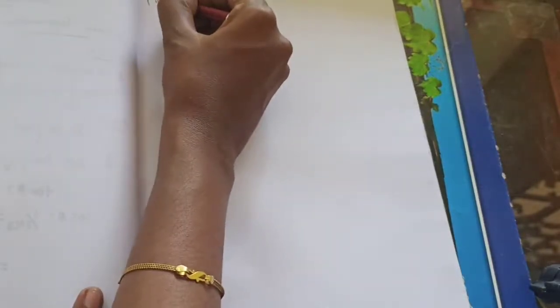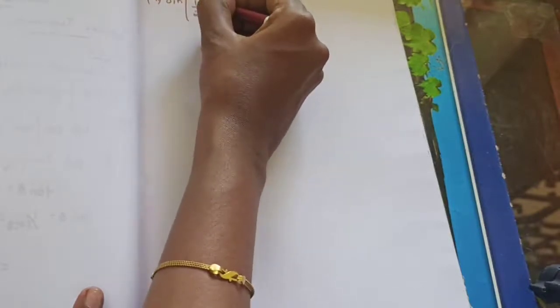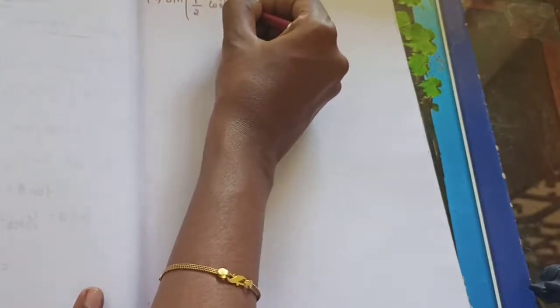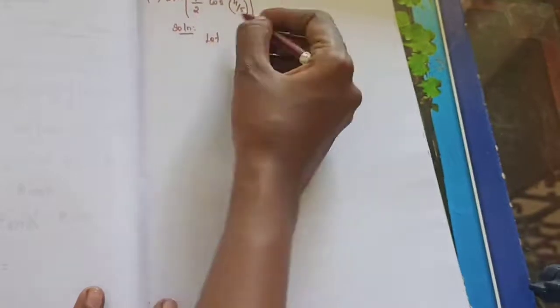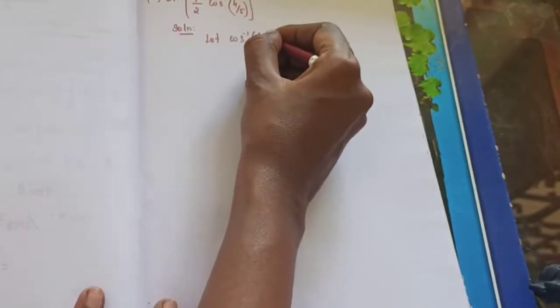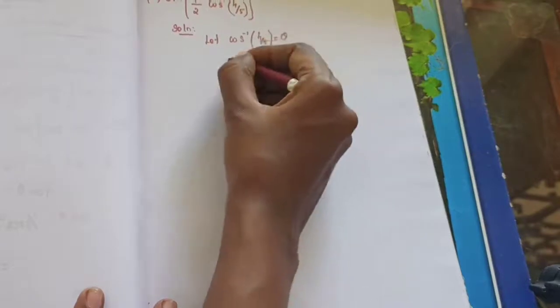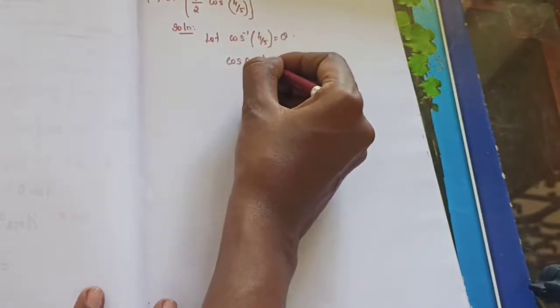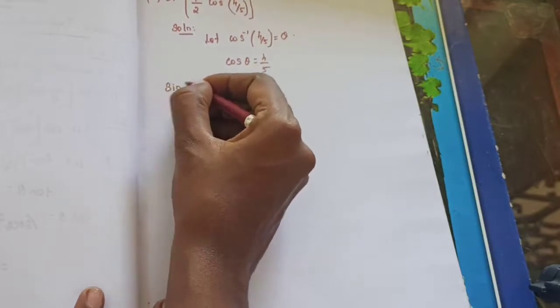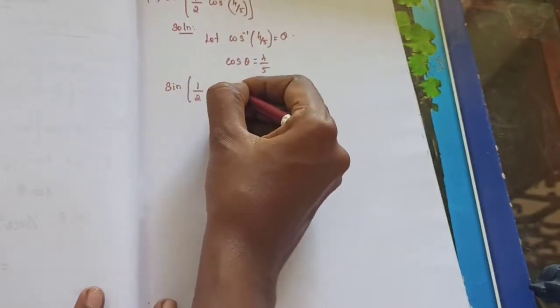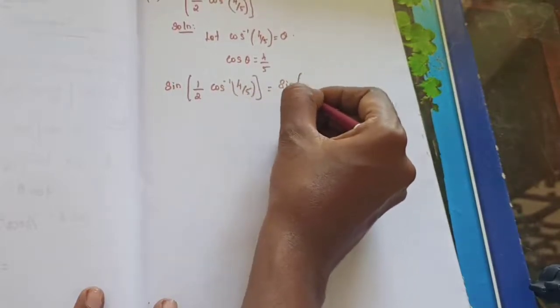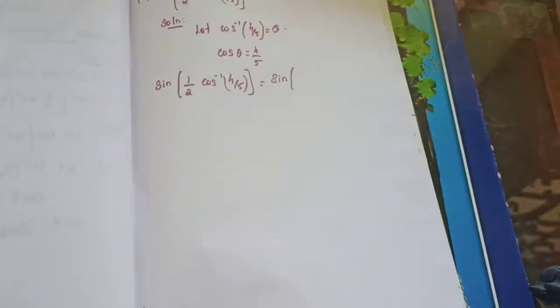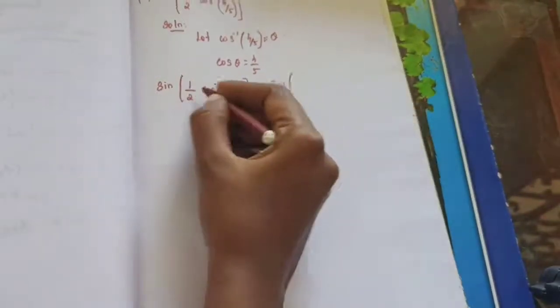Second subdivision: sine of 1 by 2 cos inverse of 4 by 5. So, solution, same as the previous problem. First you consider this as theta. Let cos inverse of 4 by 5 be equal to theta. So what's the value for cos theta? 4 by 5. So sine of 1 by 2 cos inverse of 4 by 5 equals sine of, this one you have considered as theta.